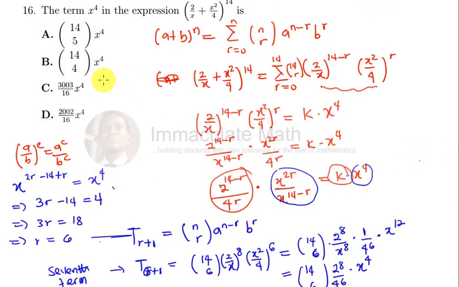So from here, what will be our correct option? The term x raised to the power 4 in the expression is 3003 all divided by 16 multiplied by x raised to the power 4. So the correct option here is C. Let's move on to the next question.